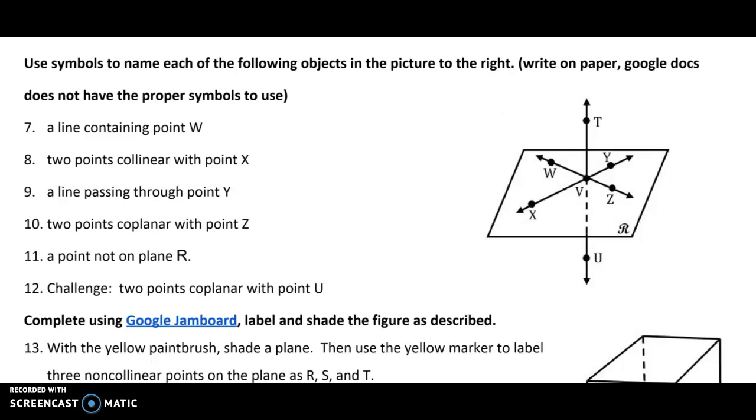So when we use symbols to name things, we want to make sure that we're using the correct symbols. Unfortunately, Google Docs will not let you use those symbols, so you're going to want to write these down. But the main thing to remember is that when you're trying to say that something is a line, you want to put a line over top of it. If you're saying something is a plane, you want to put kind of like a little mini plane right there in front of it. So a line that contains the point W would be line WZ.